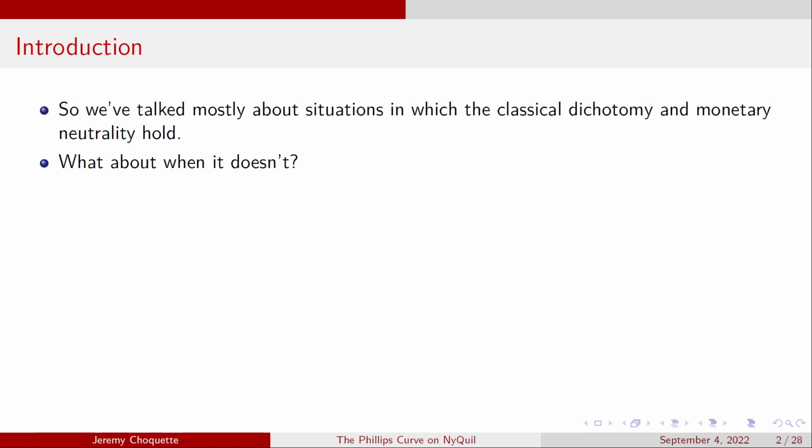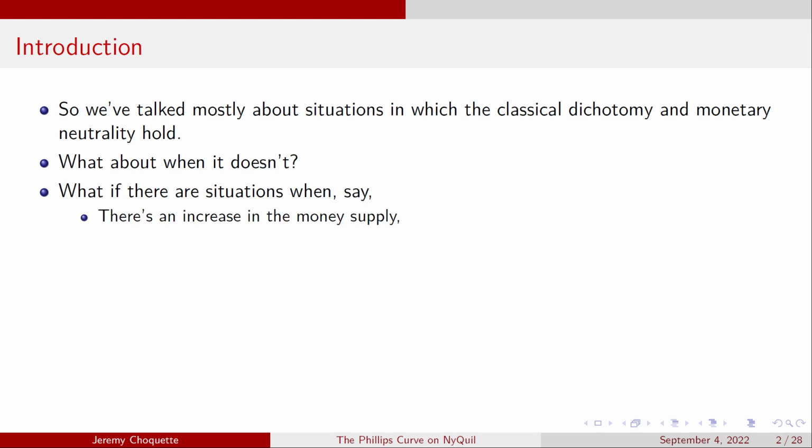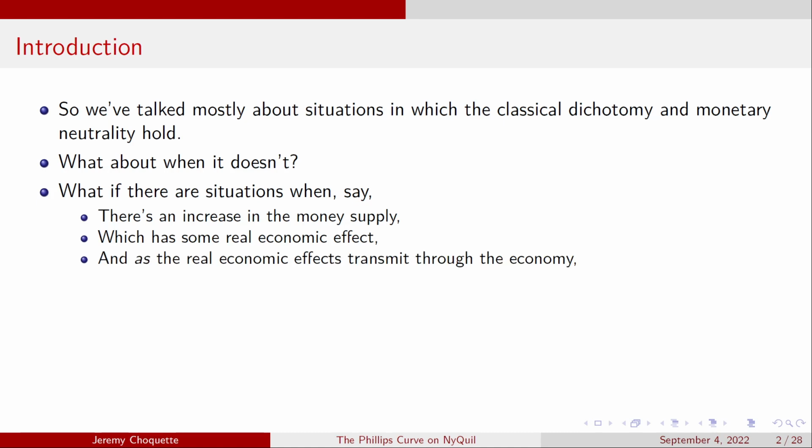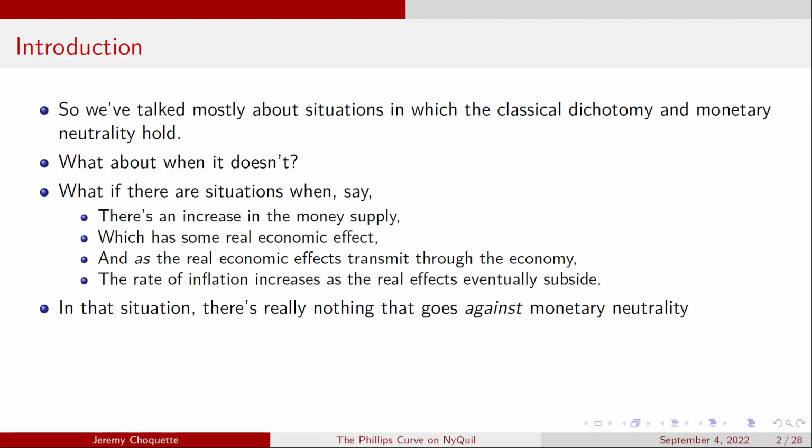the classical dichotomy and monetary neutrality hold in the long run, but what about the short run? What if, say, in the short run, we have this increase in the money supply? However, in the short run, there is going to be some real economic effect. You will see a reduction in unemployment or an increase in output. And as these real economic effects transmit throughout the economy, you'll see an increase in the rate of inflation, and the real economic effects will eventually subside.